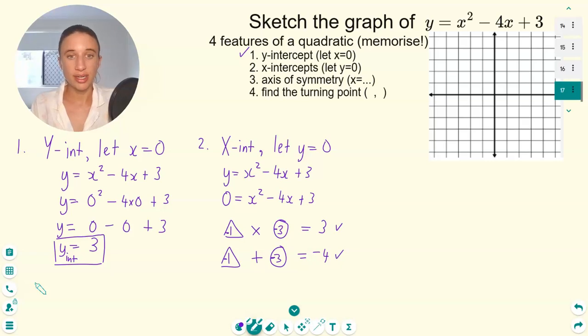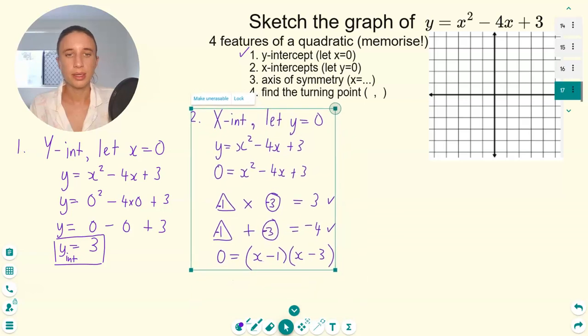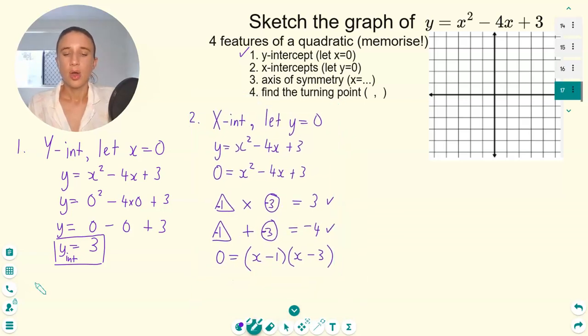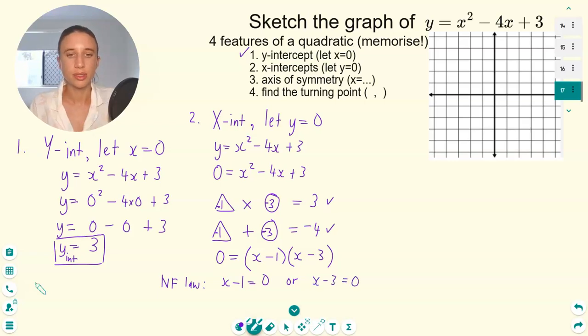Now we have factorized, so we can write that right-hand side as factorized. So x take 1, x take 3. And then the next step, to solve that is the null factor law, which says if 2 things multiplied by each other equal 0, then one thing must equal 0 or the other thing must equal 0. So this is just written like this. Null factor law, x take 1 equals 0 or x take 3 equals 0.